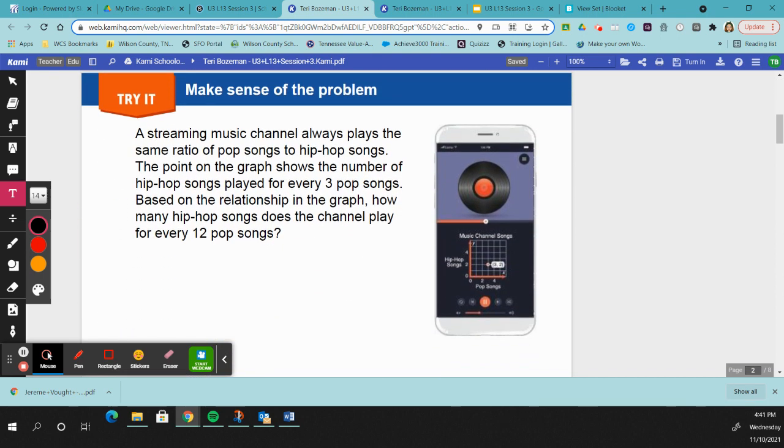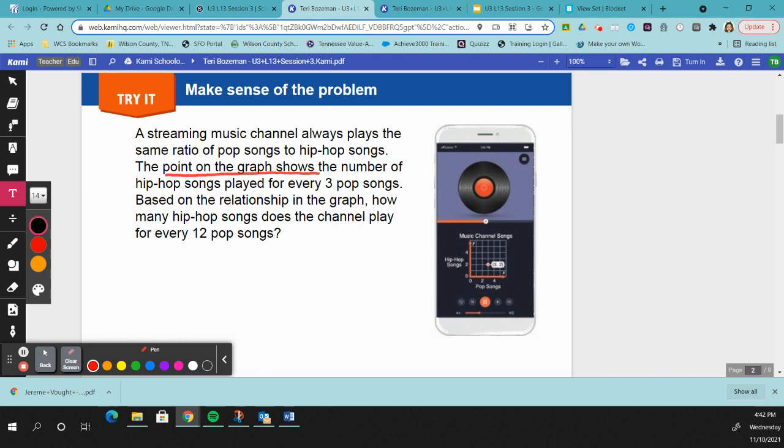So the first problem is to make sense of the problems. We're going to try it. It says a streaming music channel always plays the same ratio of pop songs to hip hop songs. The point on the graph shows the number of hip hop songs played for every 3 pop songs. Based on the relationship in the graph, how many hip hop songs does the channel play for every 12 pop songs? So we've got some information here.